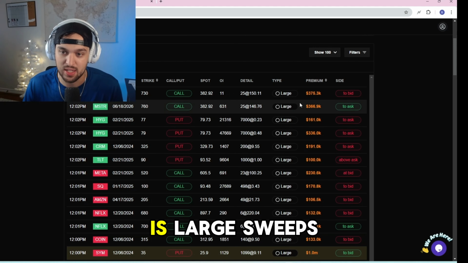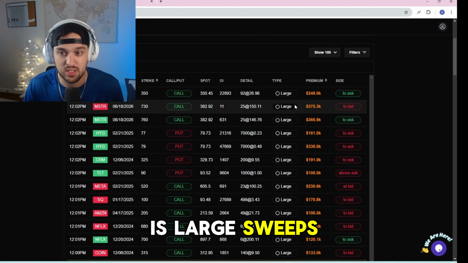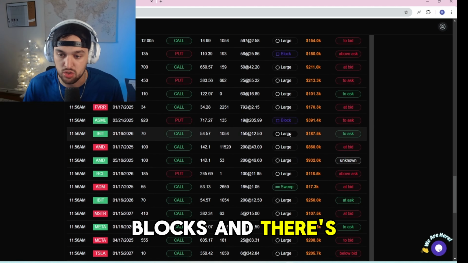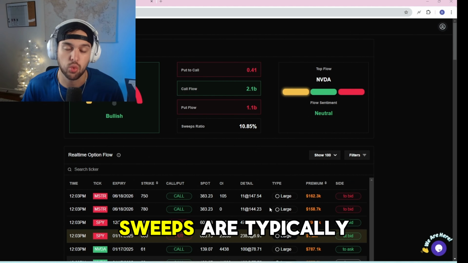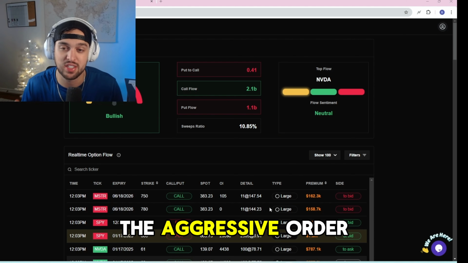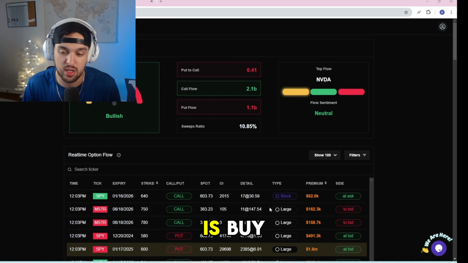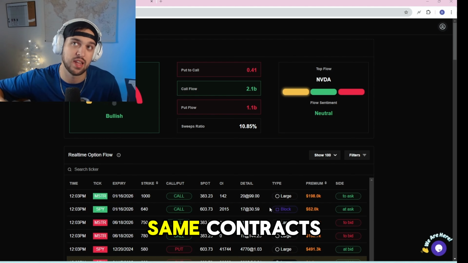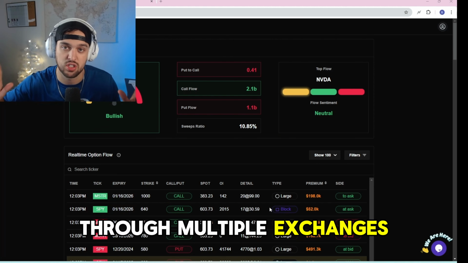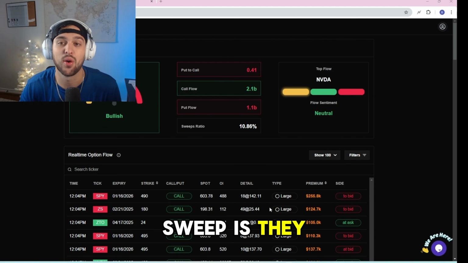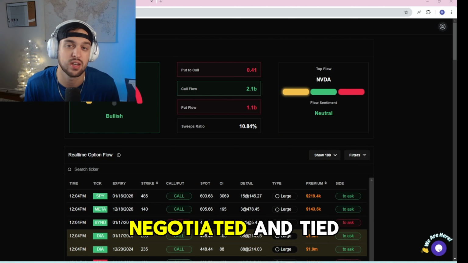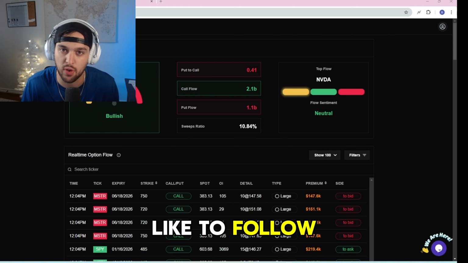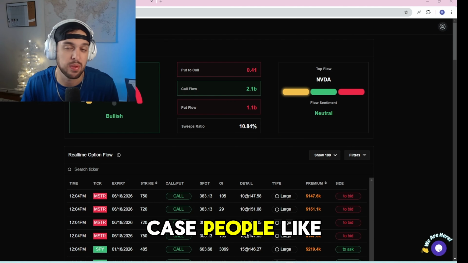Now the type is large, sweeps, blocks, and there's one more, golden sweepers, but it's really usually just a large. Sweeps are typically the aggressive order. So what they like to do is buy multiple of those same contracts through multiple exchanges or brokerages. That's what a sweep is. They are way more aggressive than a block order. A block order can typically be negotiated and tied to the stock. I usually don't like to follow block orders, but we have them just in case people like to follow those.